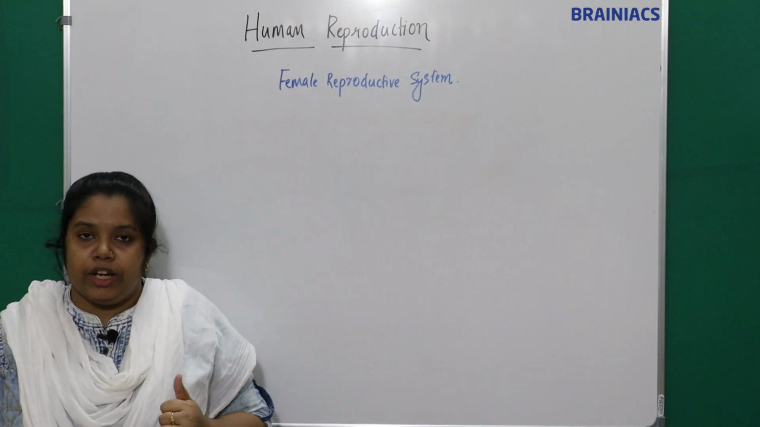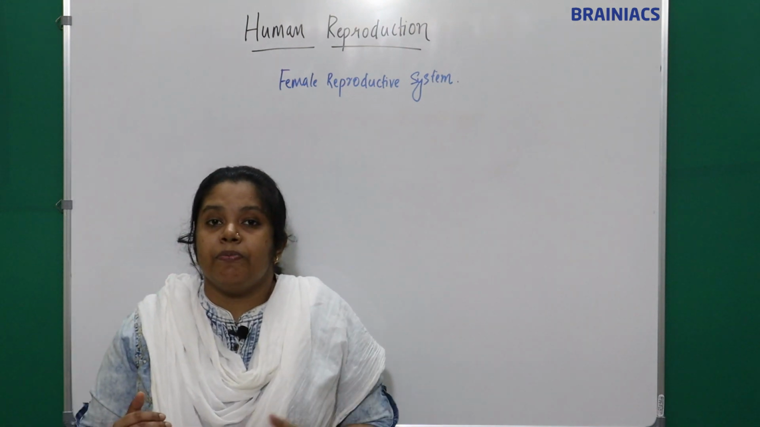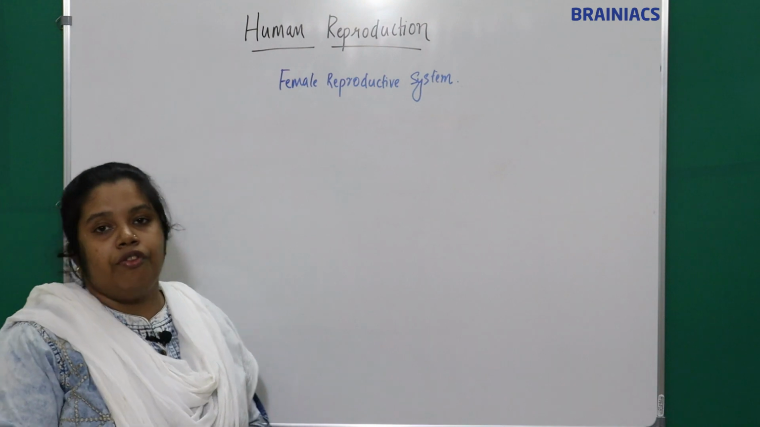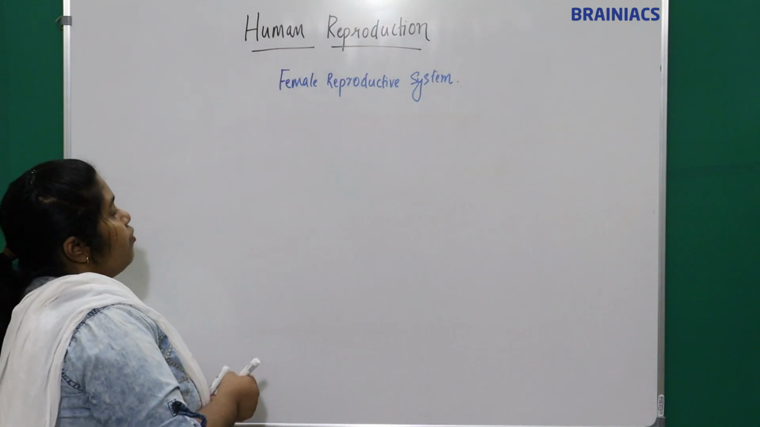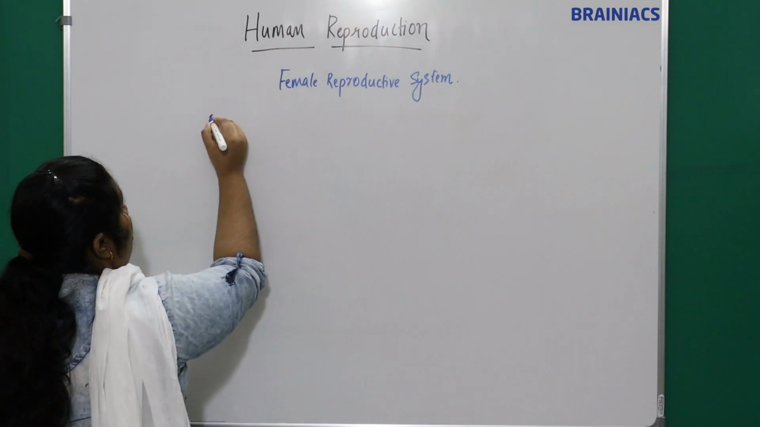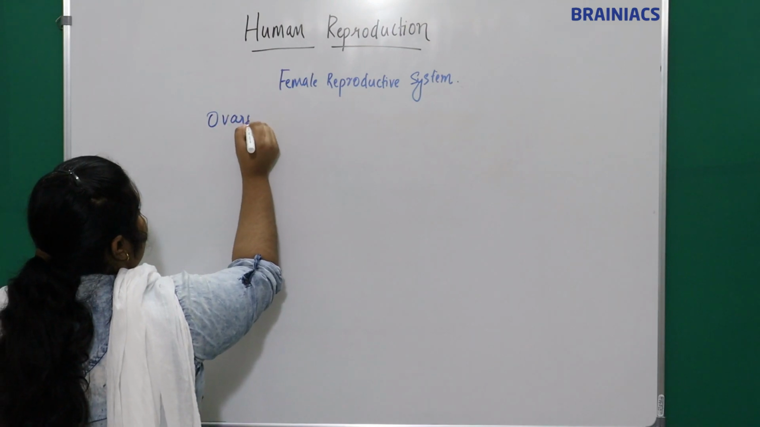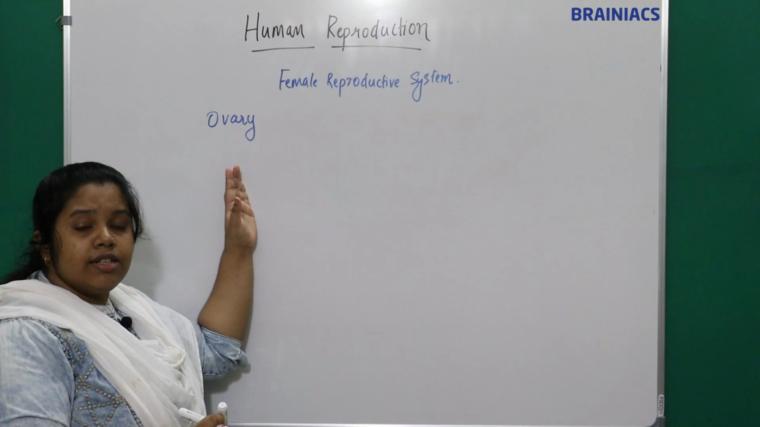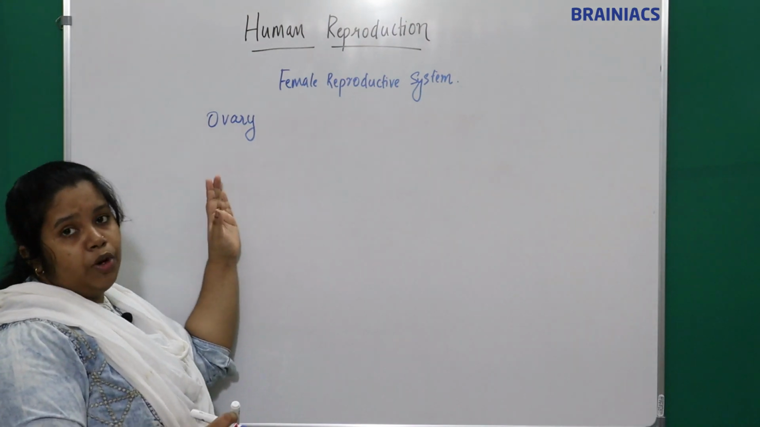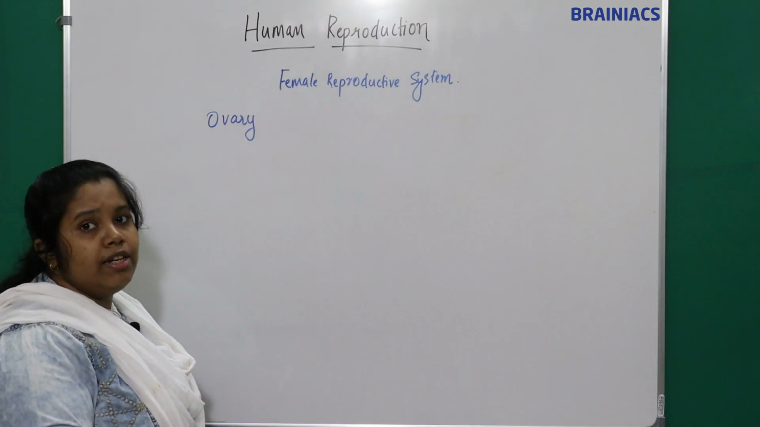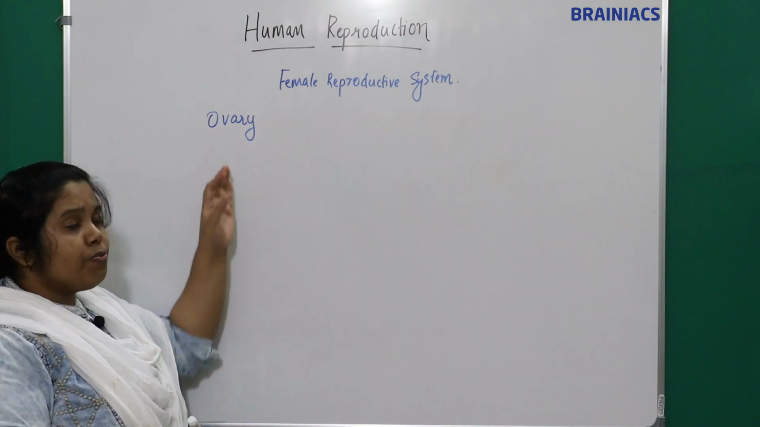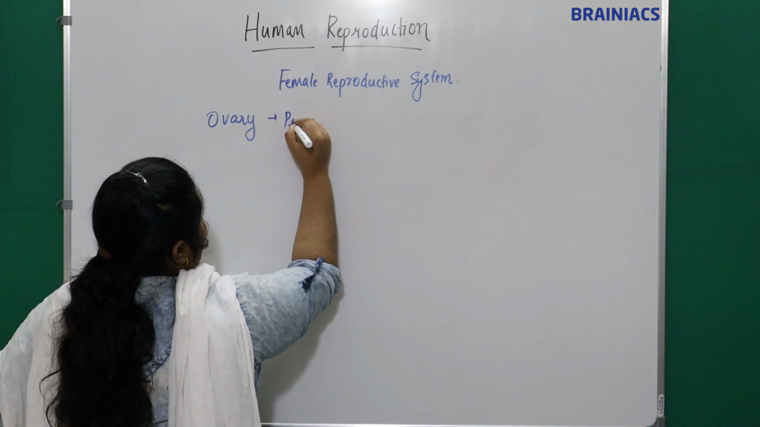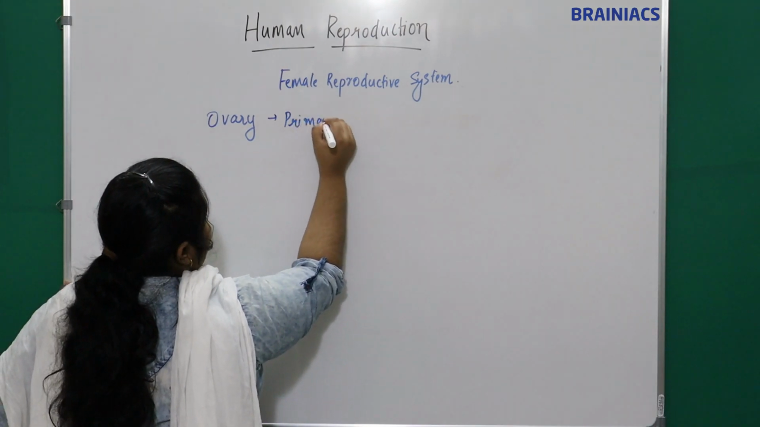Today we are going to discuss the female reproductive system. First we will see the different parts of the female reproductive system. Which is the first and major part? It is the ovary, where the female germ cells, or female gametes, are produced. Gametogenesis takes place in the ovary. The ovum is produced in the ovary. So the ovary is called what? It is called the primary sex organ.